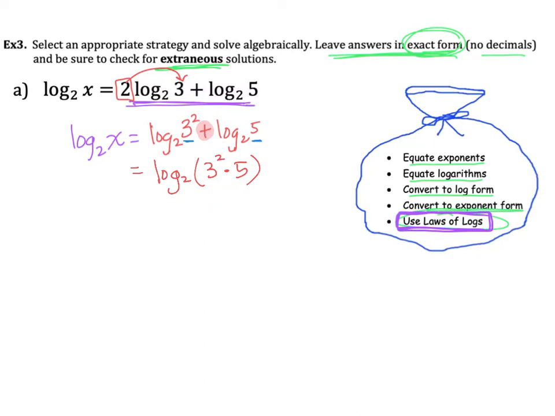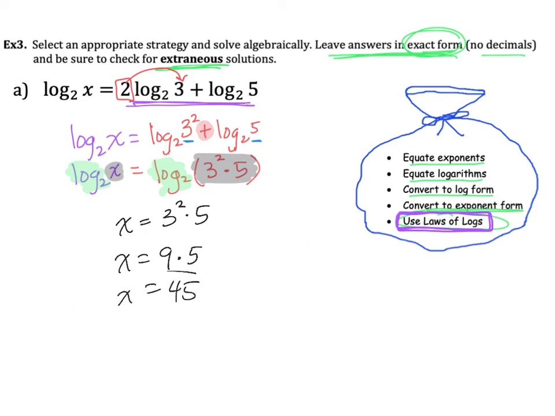My left-hand side just stays the same. There's nothing I'm going to do with that. It's just log base 2 of x. Well, now if we have an x, log base 2 and log base 2 are identical to each other, so that means my x must equal 3 squared times 5. So I'm just going to say x equals 3 squared times 5, or you might be saying that's just 45, Mrs. Leopold, come on. So x is going to equal 45.